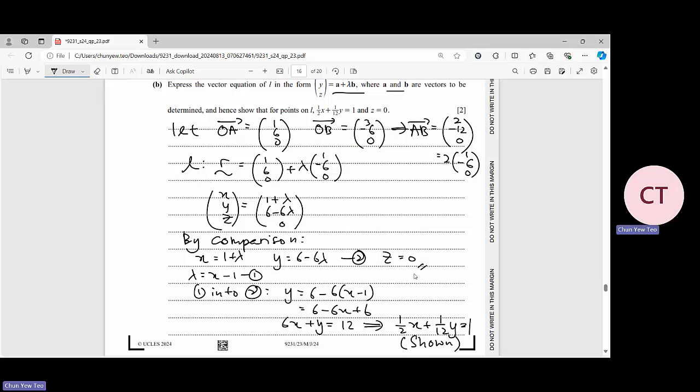Okay, together with z equal to 0. So this is the answer for question B. And now we move on.